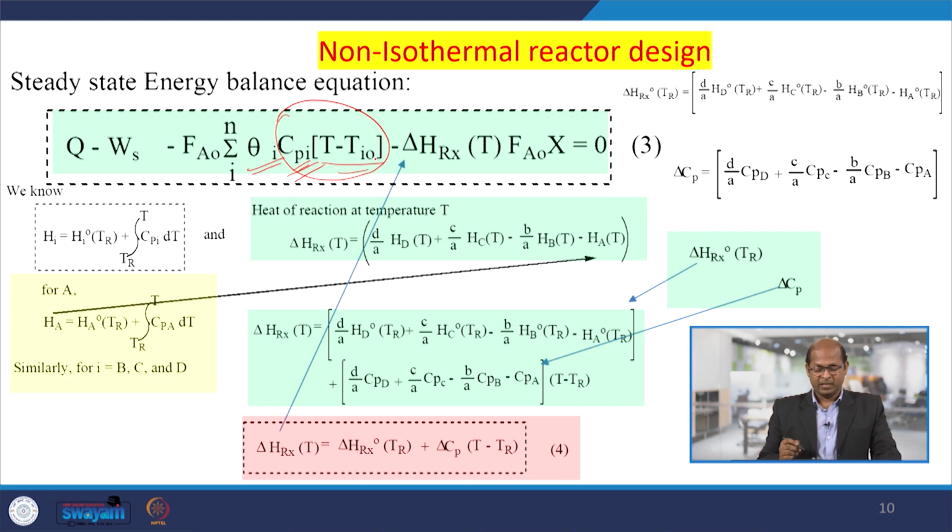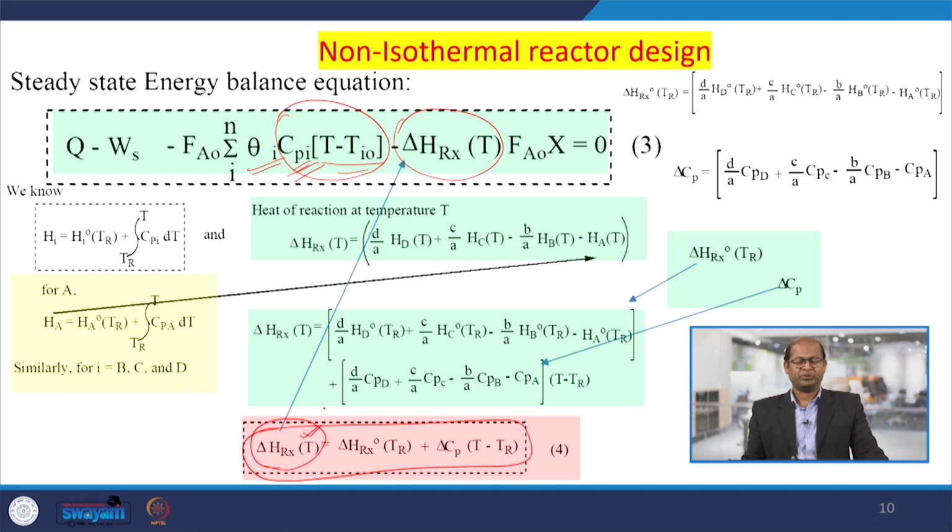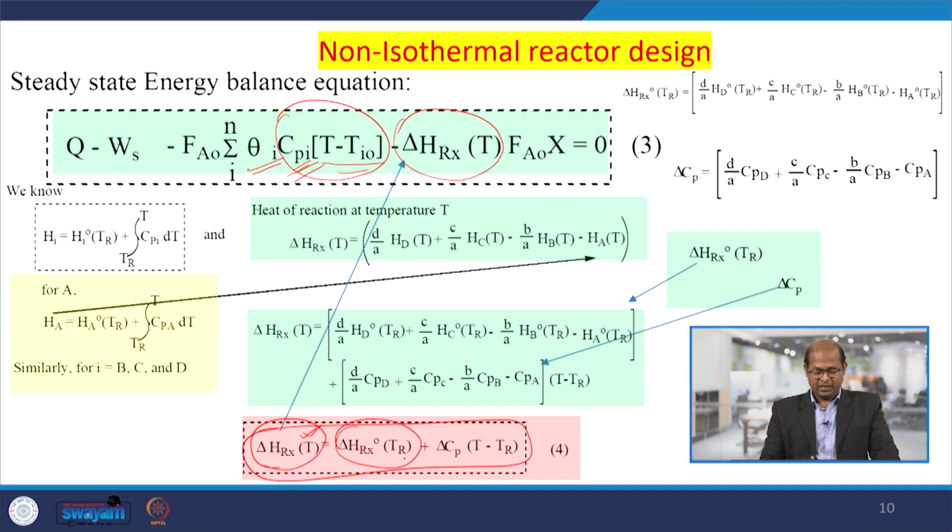Now, how can we express the heat of reaction at a particular temperature? This is the heat of reaction at a specified temperature T, the reaction temperature. Let us say we have a reactant at a particular temperature, 298 Kelvin or 25 degrees centigrade. If we charge any reactant inside the reactor, there would be a change of enthalpy. The standard temperature Tr equals 298 Kelvin, or 25 degrees centigrade.